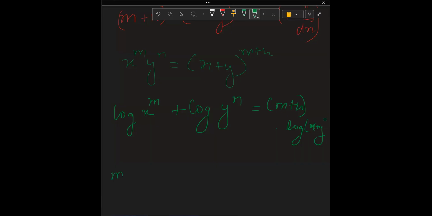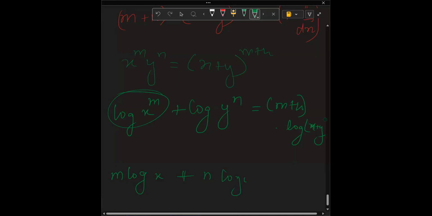Now you can do one more thing, that you can bring m to the starting. ये मैंने आपको प्रॉपर्टी बताई थी log की. Just go through those formulas that I told you to learn. This is m log of x plus n log of y is equal to m plus n log of x plus y.